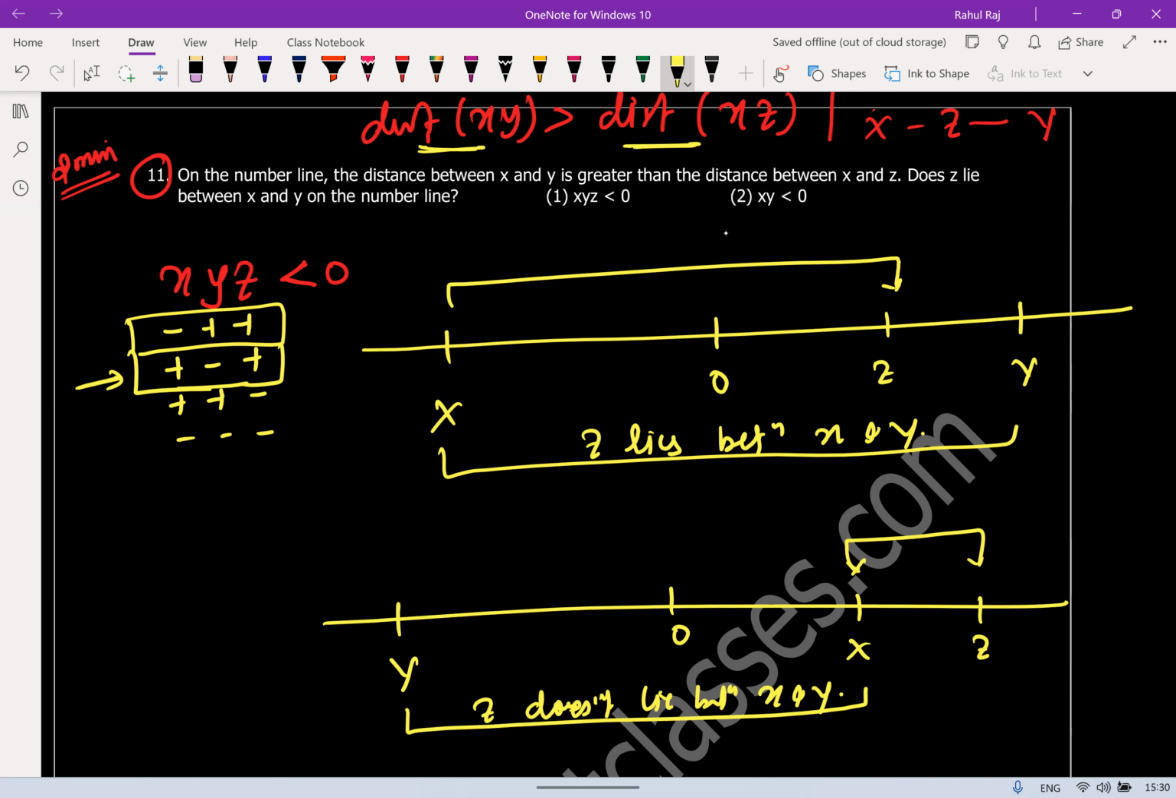Simple, straightforward logic. So I have a yes situation where the distance between x and y is greater than the distance between x and z and z lies between x and y. I have a no situation where the distance between x and y is greater than the distance between x and z and z does not lie between x and y. So option number 1 is not sufficient, right? Option number 2 says what? xy less than 0.